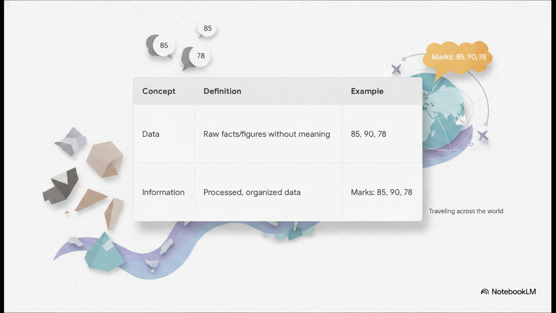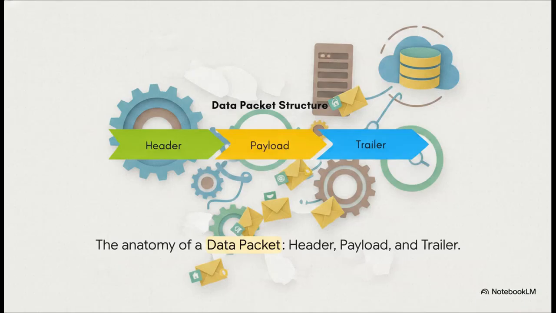That is information. Information is what we actually care about, and it's what we need to package up to send across a network. Right, so to get that information to travel efficiently, we actually break it down into these tiny, bite-sized units. We call them data packets. Think of it kind of like sending a physical letter in the mail. It's got 3 main parts. First up is the header. That's your envelope. It has the source and destination addresses so the network knows exactly where this packet is going.